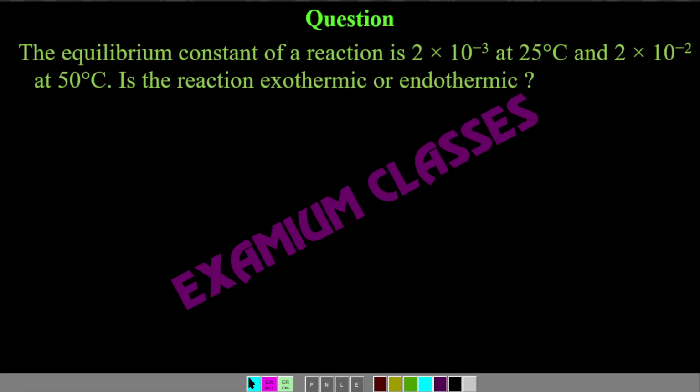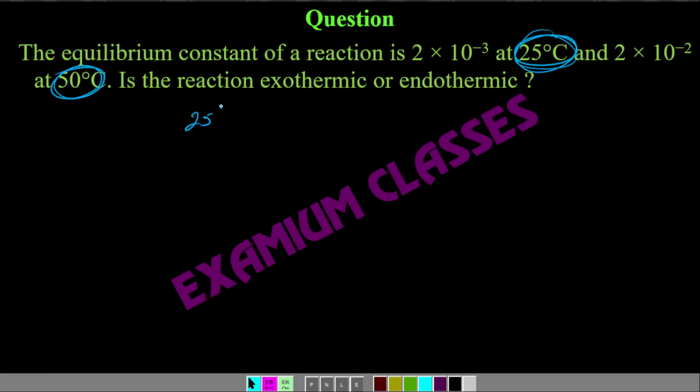Next, the equilibrium constant of a reaction is 2 into 10 power minus 3 at 25 degrees Celsius and 2 into 10 power minus 2 at 50 degrees Celsius. Is the reaction endothermic or exothermic? The only thing you need to identify here is, when we increase the temperature from 25 to 50, whether the equilibrium constant is increasing or decreasing. If with increase in temperature the equilibrium constant increases, it is endothermic. Otherwise, it is exothermic.